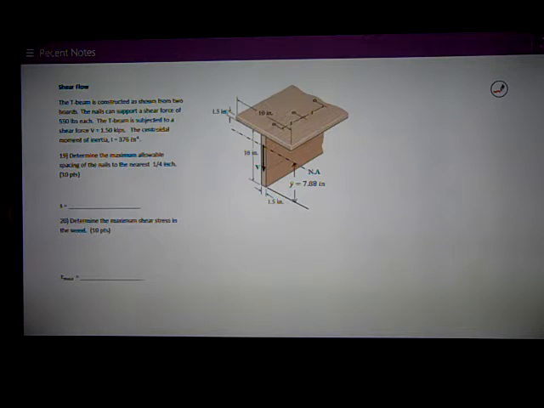And it's a shear flow problem. It's actually a shear flow and a shear problem. It's two problems in one.